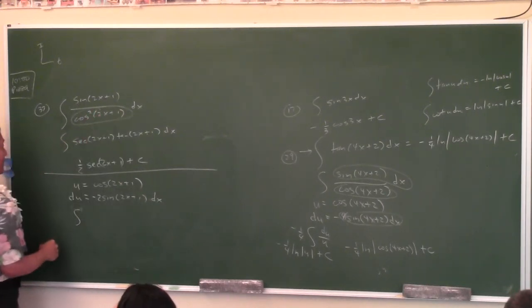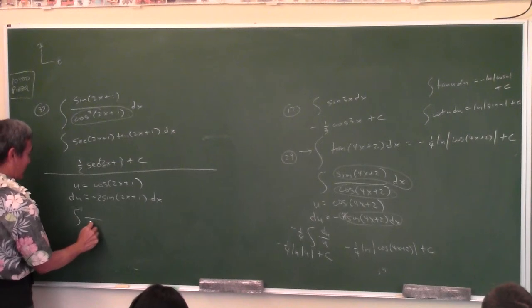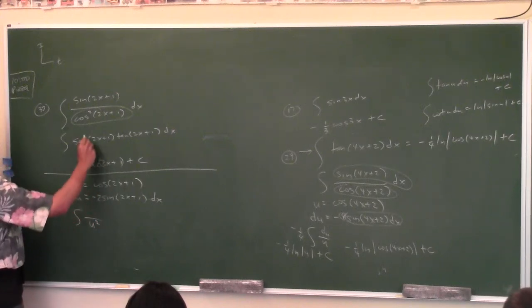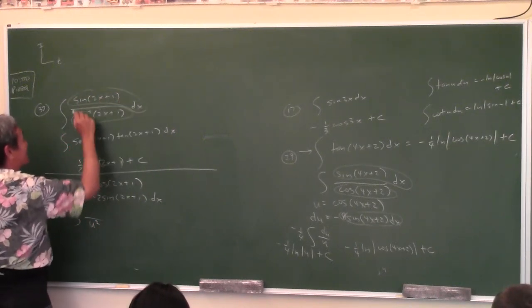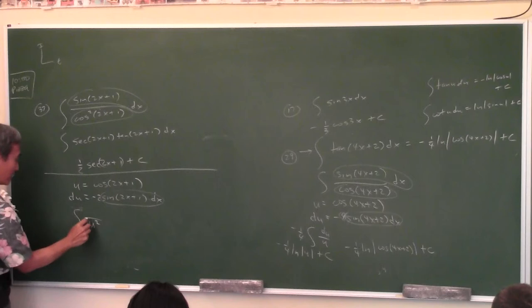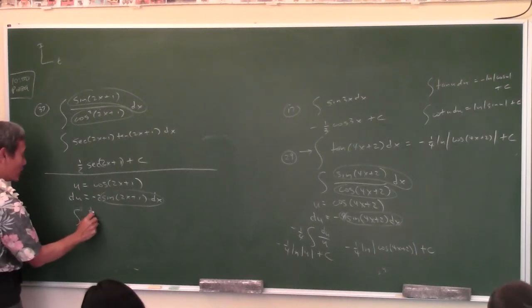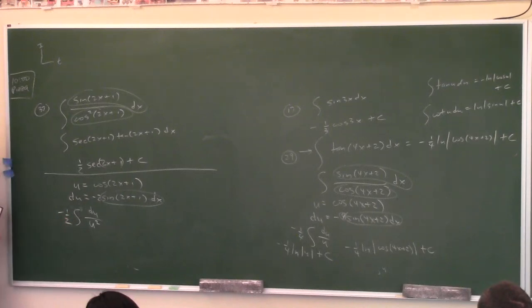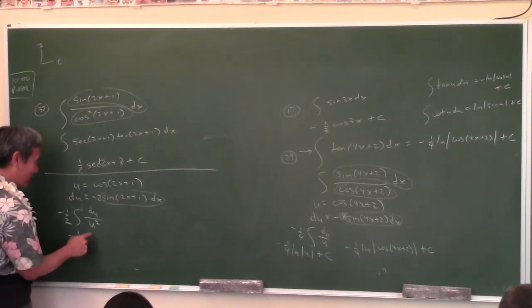Okay, what do I substitute for that? U squared. And then what do I substitute for this, which is right there? du over 2, negative 2. Is that on our list? Yes. So negative 1/2. Now this is the same.